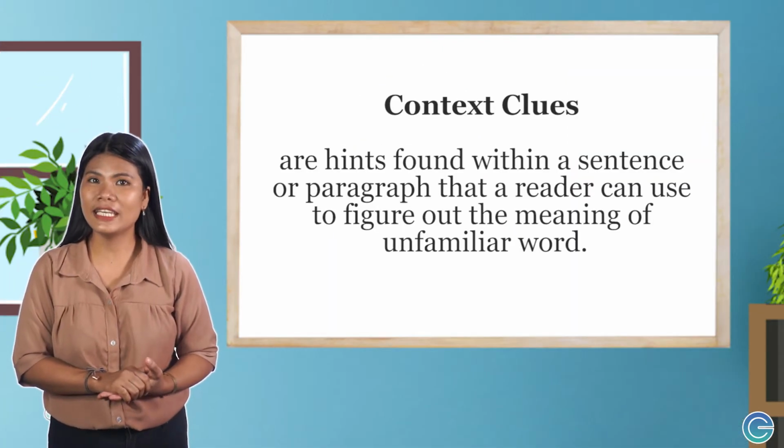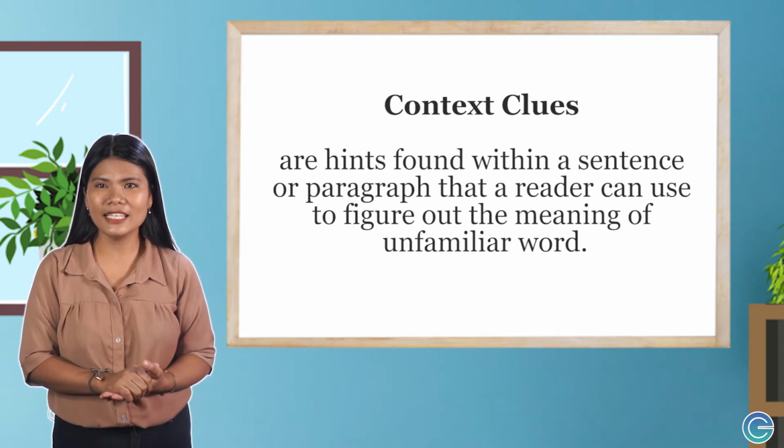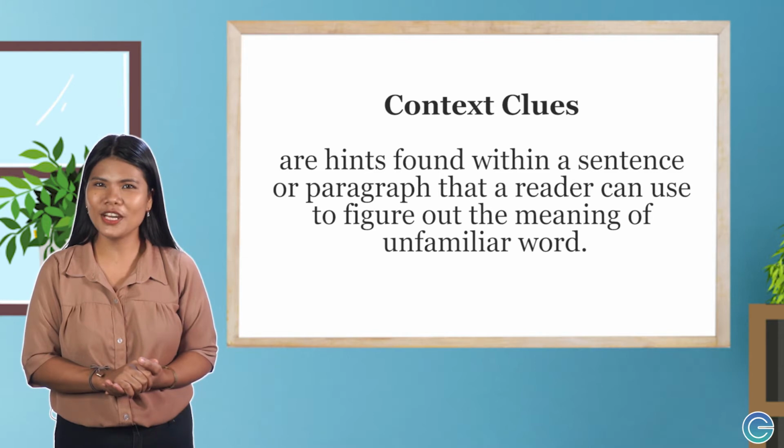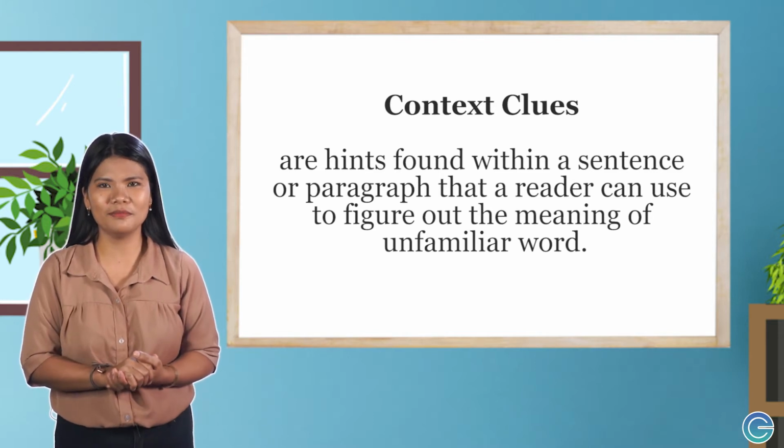Context clues are hints found within a sentence or paragraph that a reader can use to figure out the meaning of an unfamiliar word. Context clues may be found either before or after an unfamiliar word within a sentence or paragraph. There are different types of context clues, and these include the following.